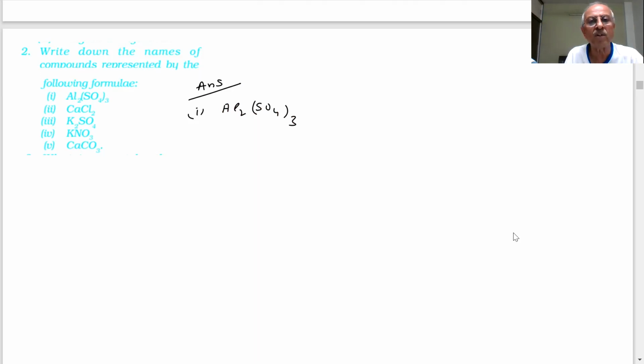What will be the name of this compound? It is made up of what? It has aluminium and it has sulfate ions. This compound is made up of aluminium and sulfate ions. So what will be the name of this compound, students? Which will be written first, sulfate or aluminium? Aluminium, the cation. So what do we say? Aluminium sulfate. The second question is coming, students.